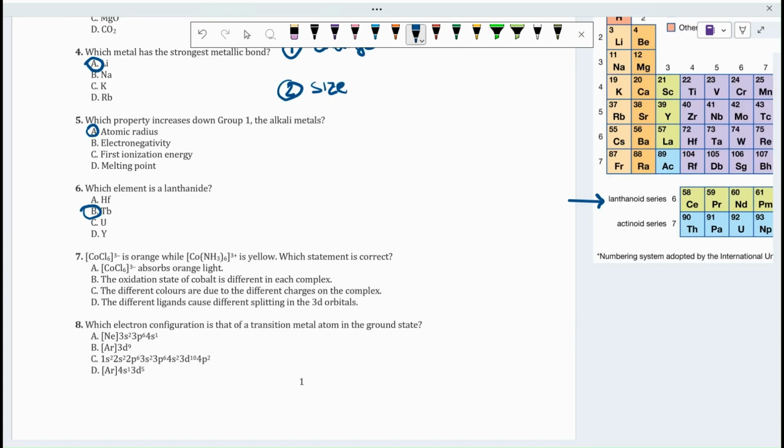Number 7. We need to select the correct statement. Okay. The first complex absorbs orange light. If it itself is orange, it means it absorbs the complementary color. The color observed is complementary to the color absorbed. So in fact, this would absorb blue light. B. The oxidation state of cobalt is different in each complex.